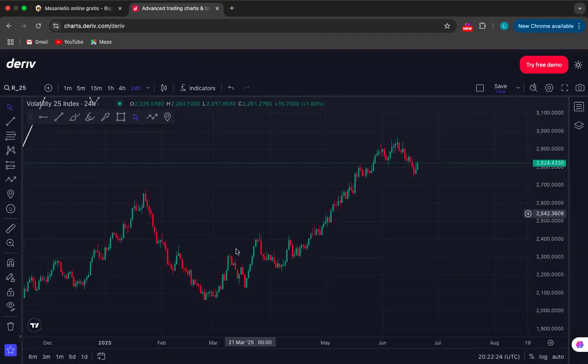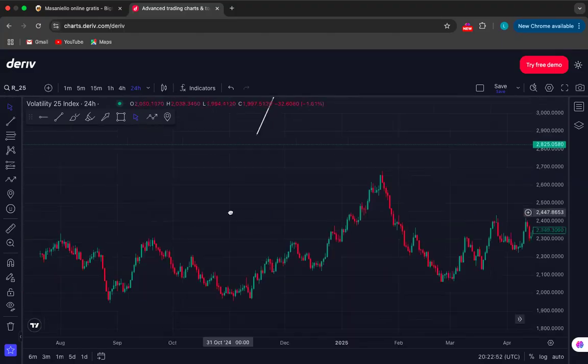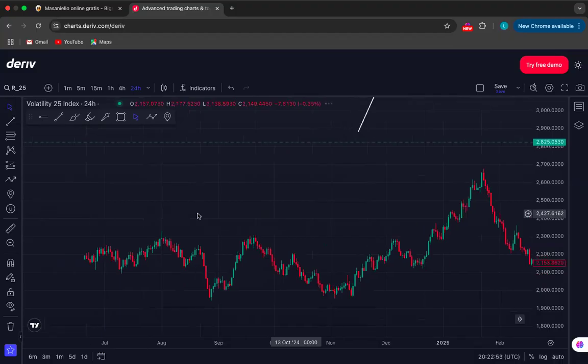Now, this is the first market here. This is volatility 25 index. It's either this market is going up, as I can see at this level here. At this level here, it was going up, as you can see. At this level here, it was going down. At this level here, it was going up. So it's either going up, going down, or going sideways. Let me show you an instance where it was going sideways.